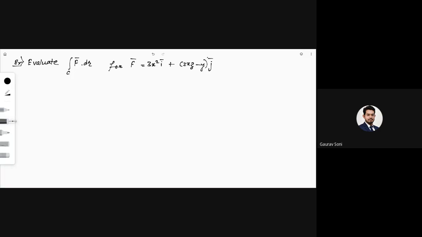Example: evaluate the integral over C of F bar dot dr bar, for F bar = 3x square i bar + (2xz - y) j bar + z k bar, along the straight line joining (0, 0, 0) and (2, 1, 3).